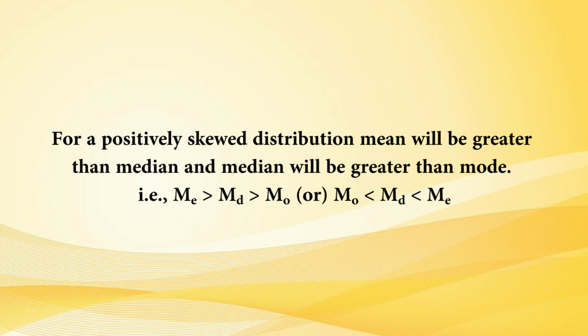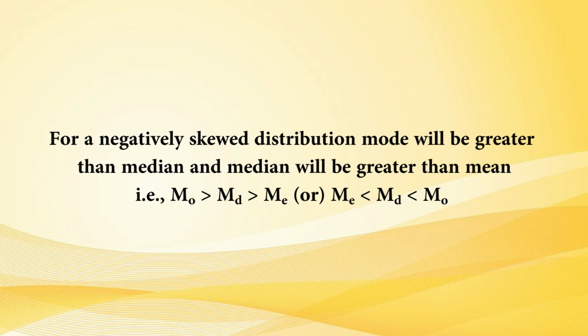Certain points are useful in the interpretation of mode. They are: for a positively skewed distribution, mean will be greater than median and median will be greater than mode. And for a negatively skewed distribution, mode will be greater than median and median will be greater than mean.